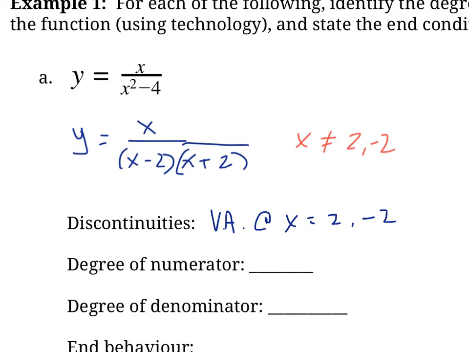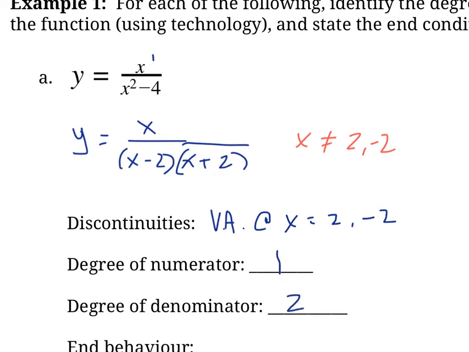Okay, so let's just find the degree of the numerator and denominator. That's going to be more important for horizontal asymptotes later. So the degree of the numerator, we just have an x. So the degree of that polynomial is just 1, right? There's like a little 1 that you can't see here when there's no exponent, right? The denominator is a polynomial with degree 2.